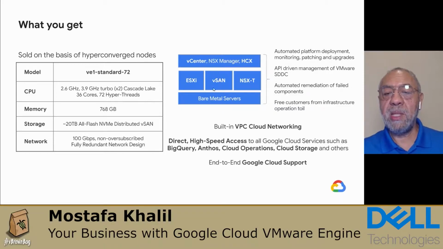When you look here on the right-hand side, you have the standard stack for VMware, where you have the physical servers. We refer to it as bare metal servers. On top of that, we run ESXi and vSAN and deploy NSX-T. And the management plane, you get vCenter server, NSX Manager, and HCX Manager, including the HCX platform itself.